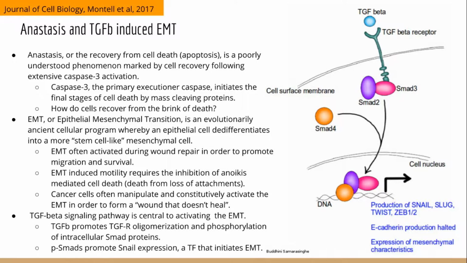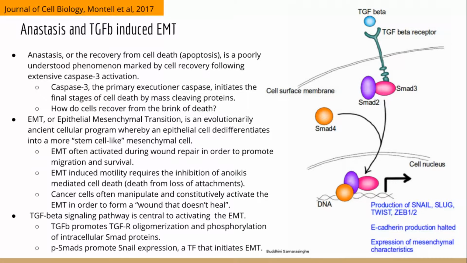This process of anastasis is actually a very recently coined and recognized process whereby a cell that appears to have entered the terminal stages of apoptosis or cell death will occasionally recover. So the final stages of apoptosis are marked by widespread caspase activation, including, most importantly, caspase 3, which very potently induces membrane blebbing and the formation of apoptotic bodies for phagocytosis.